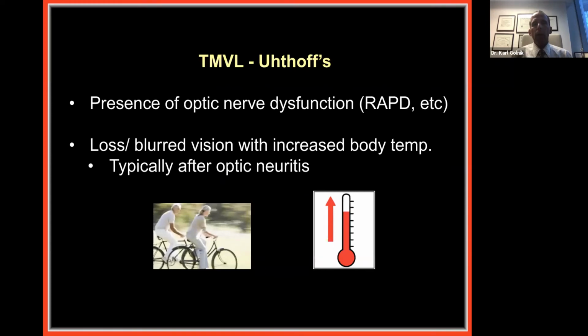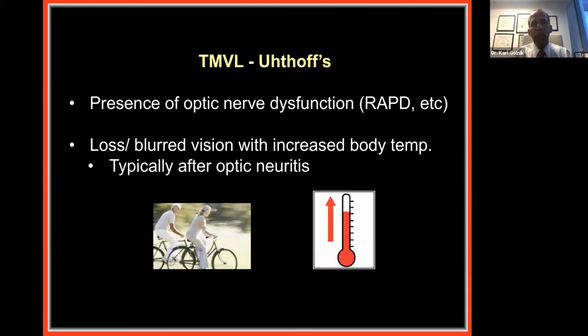And then I mentioned Uhthoff's phenomenon, the presence of optic nerve dysfunction. So there's usually some evidence of optic nerve dysfunction: decreased acuity, decreased color vision, maybe a small relative afferent pupillary defect. And this is a phenomenon noted 100 years ago, where when your body temperature goes up, it could be a hot shower or a hot bath, it could be a hot day outside.